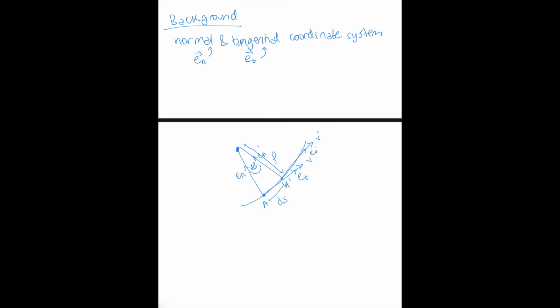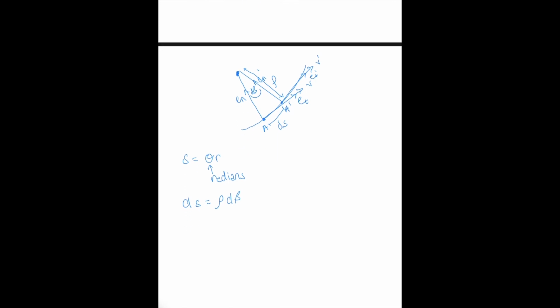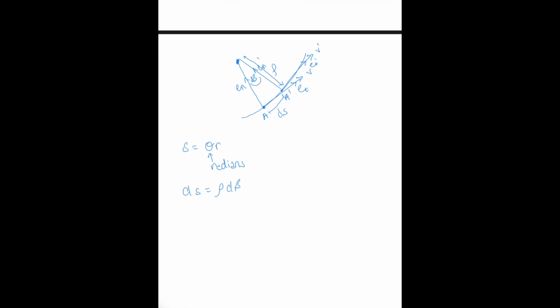So we know that s is equal to theta r, where theta is in radians. Therefore, we can say that ds is equal to rho d beta. Therefore, if we want to find the velocity, it's equal to s dot, which is rho d beta over dt.